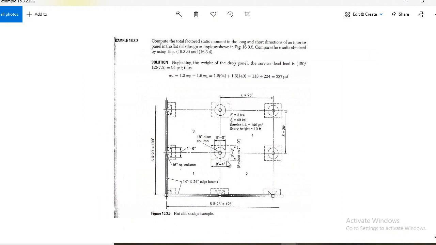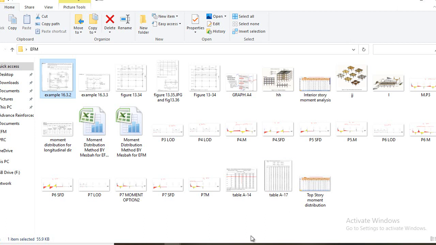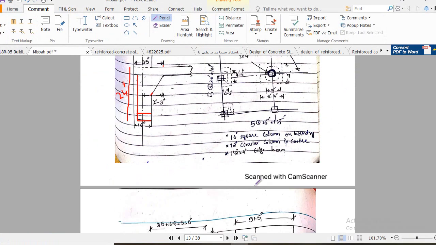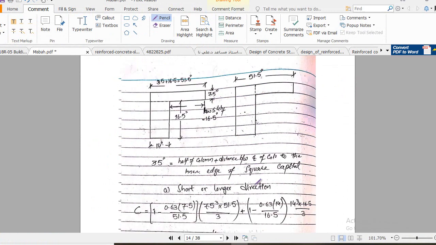So if you have a column capital drop panel, how to calculate the value of C? It is also very interesting. So in this case, how to calculate the value of C? The same case is here. Okay, we have to calculate the H beam. So from where this 51.5 comes, you see the complete explanation, from where 35 comes and where is 51.5 inch. Okay, and the rest of the things are simple.